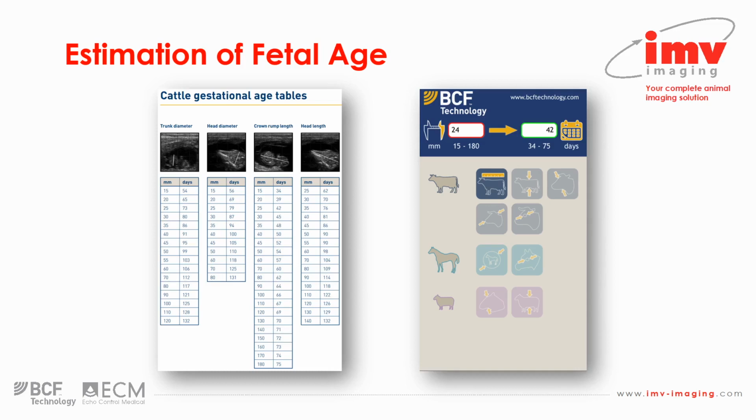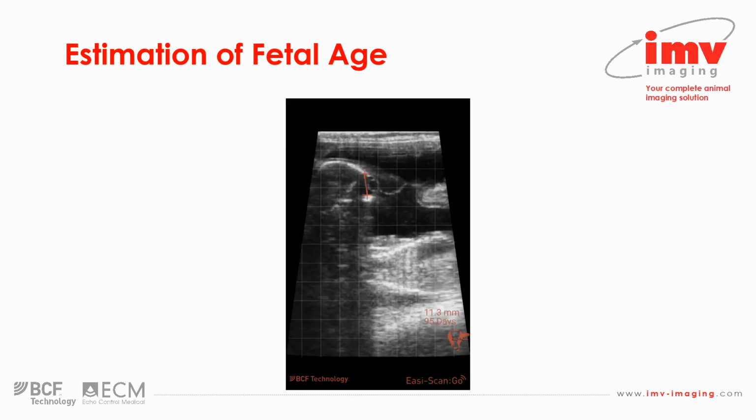As you can see on the right image with the app, you just click the appropriate measurement. So in this still, for example, we've got crown rump length, but you can see with cattle we also have trunk diameter, skull length and orbit diameter, and then there are measurements on there for equine and ovine practitioners as well. In the top left field, you enter the measurement in millimeters that you've either eyeballed or measured using calipers on your screen, and then that gives you a gestational age in days on the right hand box.